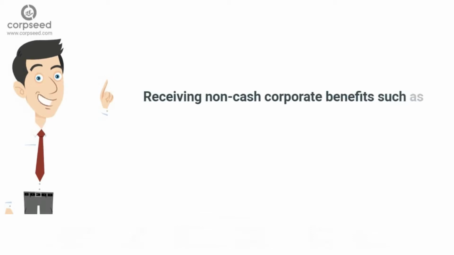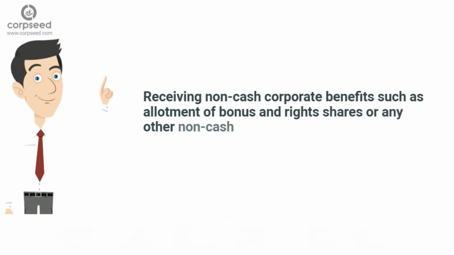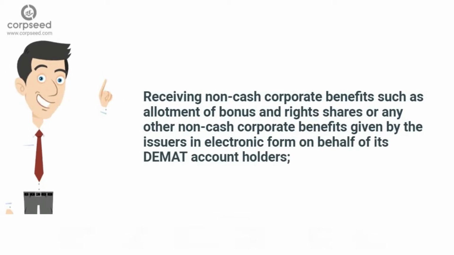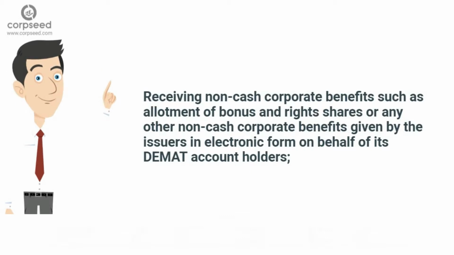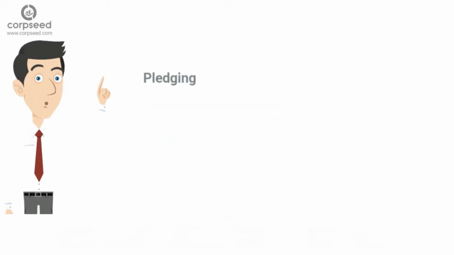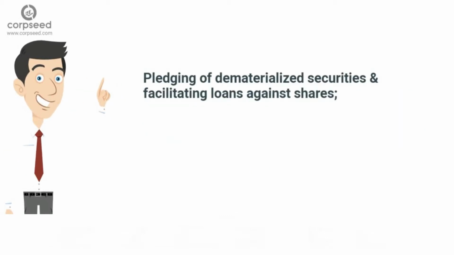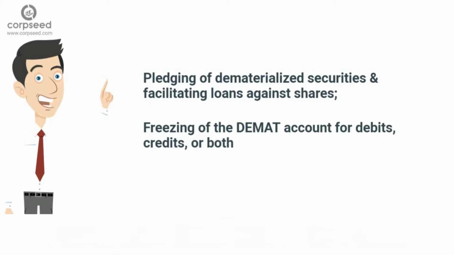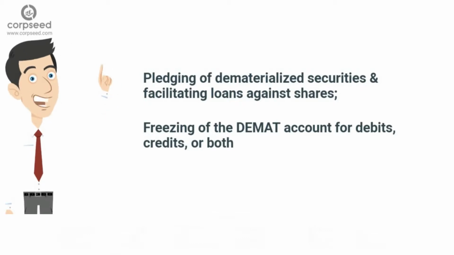receiving non-cash corporate benefits such as allotment of bonus and rights shares or any other non-cash corporate benefits given by the issuers in electronic form on behalf of its demat account holders, pledging of dematerialized securities and facilitating loans against shares, freezing of the demat account for debits, credits, or both.